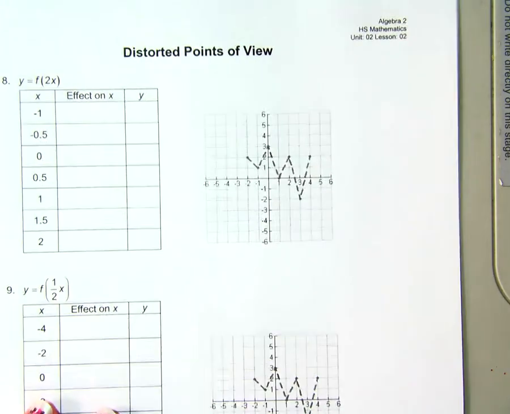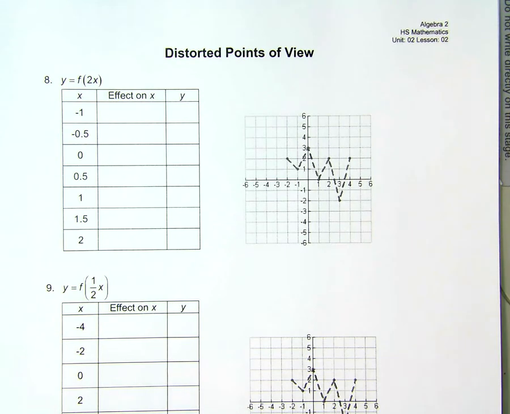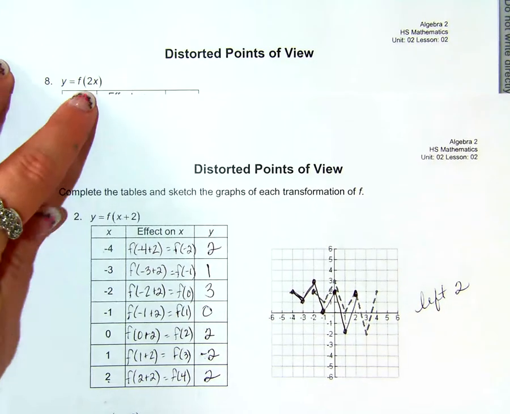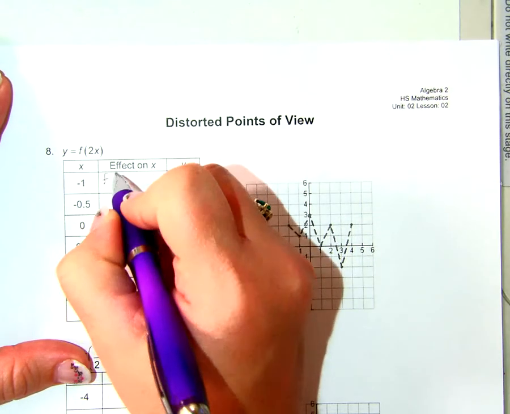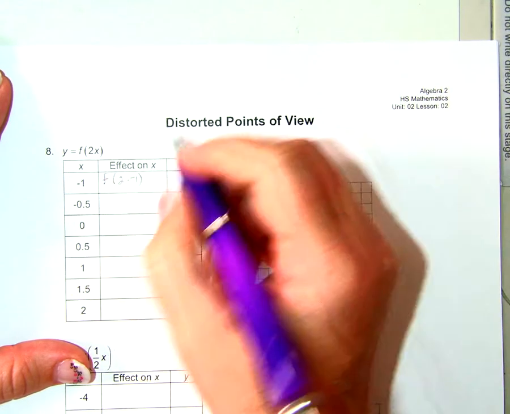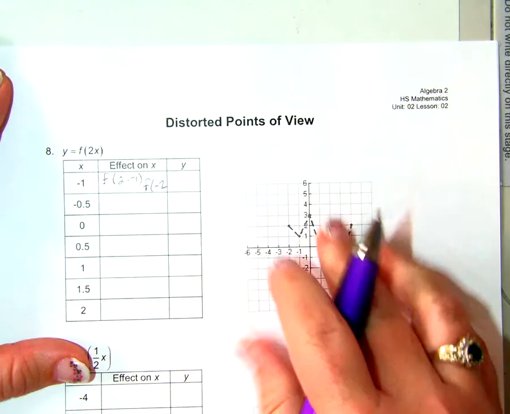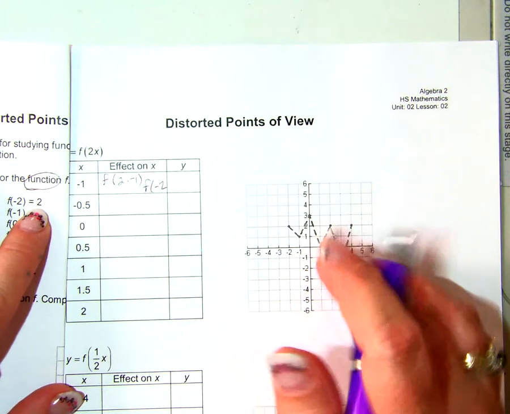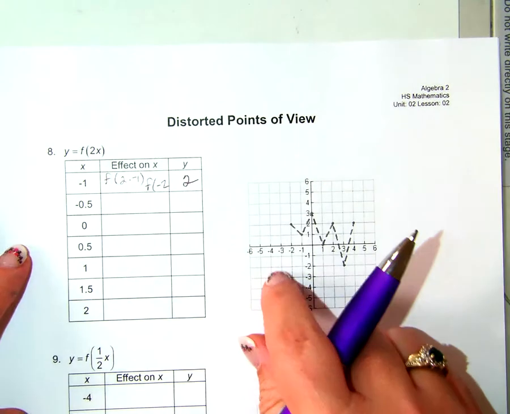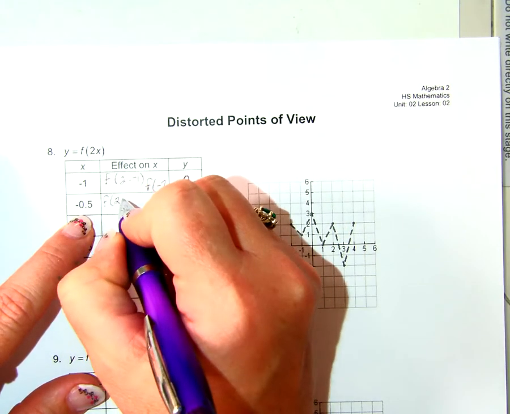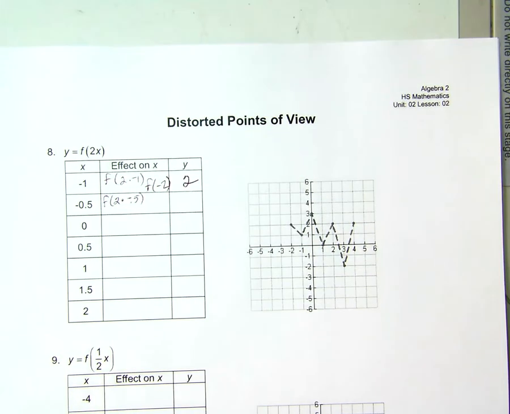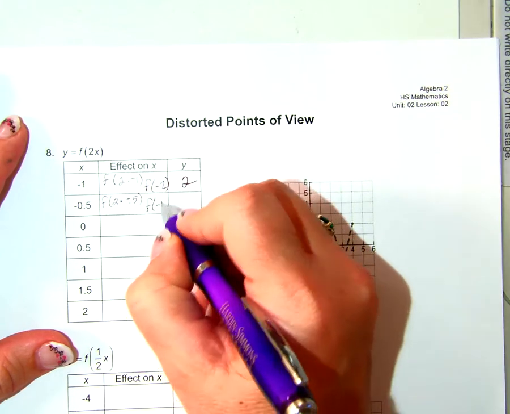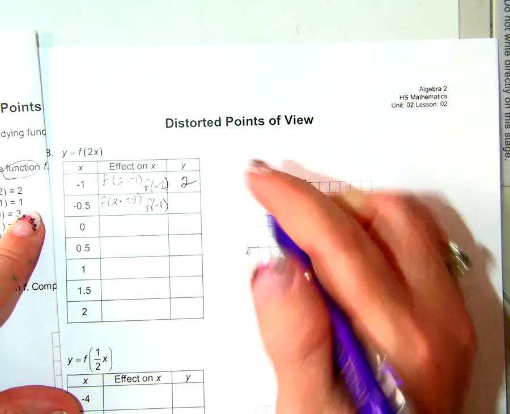Okay? Number 8. Number 8 is a lot like number 2 in the fact that we're changing stuff that's inside of the function value. Okay? So we're saying f of 2 times -1. Well, f of 2 times -1 is f of -2. Do we know what f of -2 is? Yes, we know that that is 2. F of 2 times -0.5. Do we know 2 times -0.5? Well, that's -1. And do we know f of -1? Yes, that value is 1.